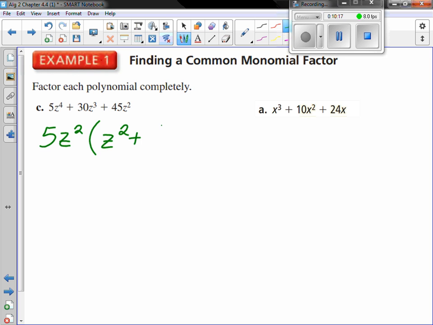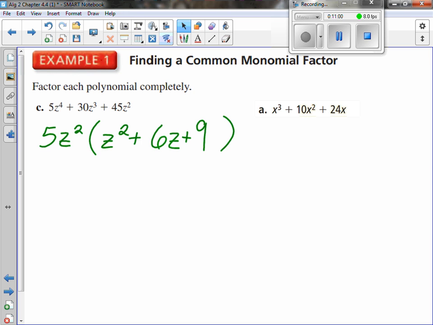30 divided by 5 would be 6. Or if I factor 5 out of 30, I'm left with 6. Z to the third, if I take 2 away from z to the third, I'm left with z. And lastly, 45 divided by 5 would be 9. And the z squared, take 2 of them away, I don't have any left. It's 1. They factor out completely.